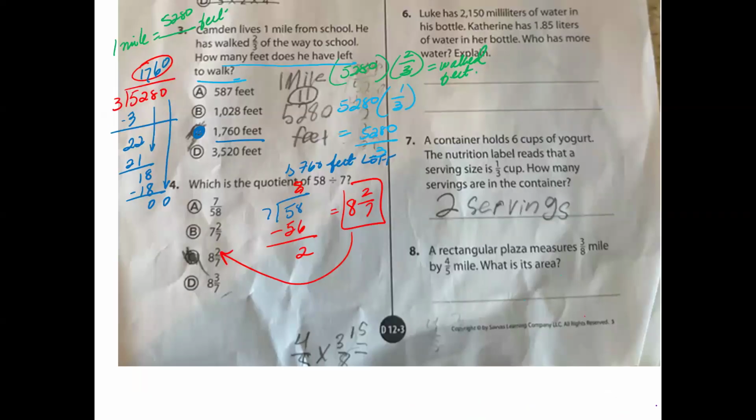All right, let's do number 7. Go for number 7. The nutrient container serving size is 1/3 cup. How many servings are in the container? I just did 6 times 1/3 and 6 times 1 is 6, and then I turned it into a proper fraction.